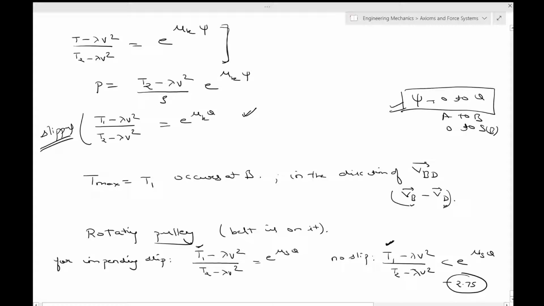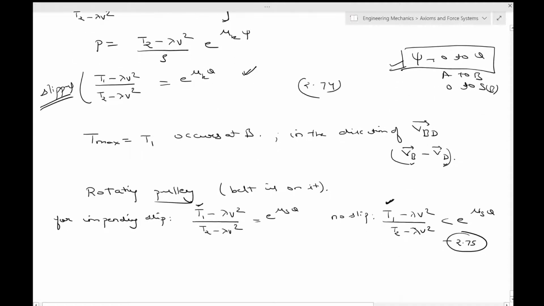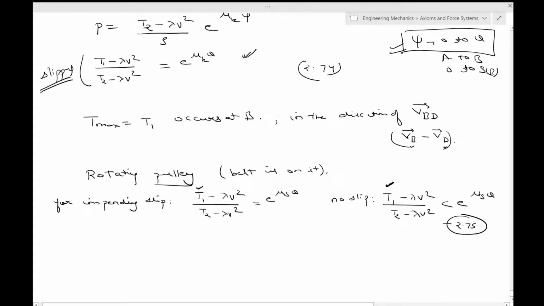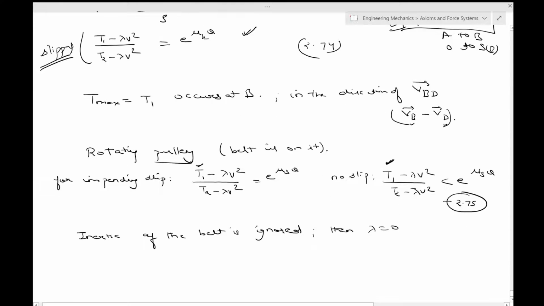Okay, sorry, this is also 2.74. Now if for some reason the belt has a very low mass, so if you have, say, inertia of the belt ignored, please recall the primitive of mass inertia, then lambda will be equal to 0. So then all these equations like 2.74 and 2.75, what will they become?